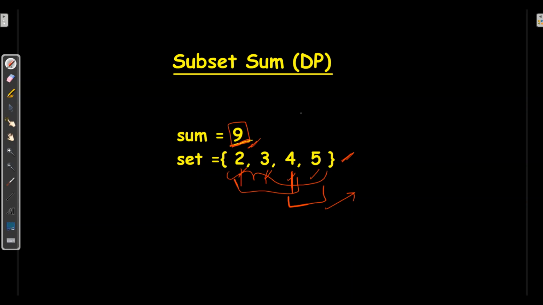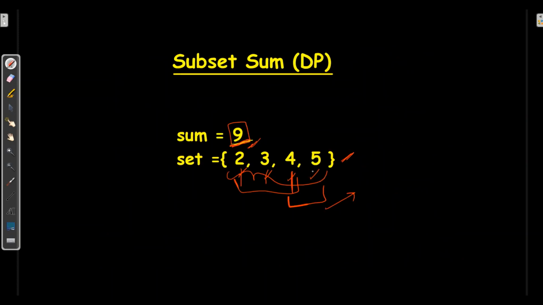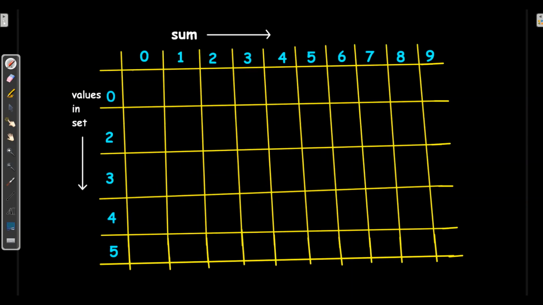In the recursion video, we discussed this in detail, but there we have to repeat for each value again and again. Now we will make use of memoization, which is storing the values in one place. Here I need the sum 9, so on the x-axis I will go from 0 to 9. If I wanted sum 14, I would have to plot 0 to 14.